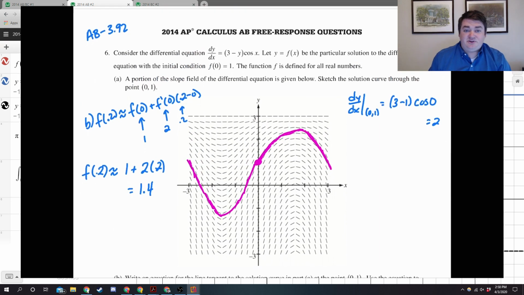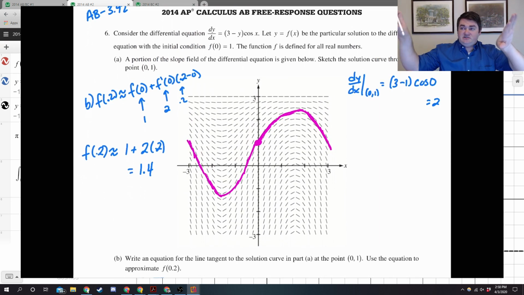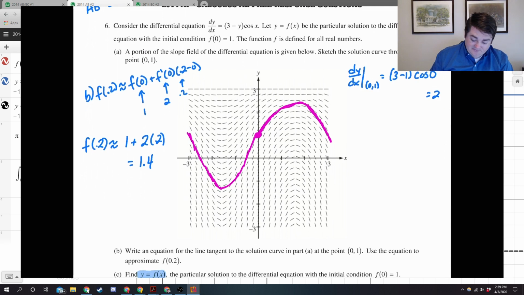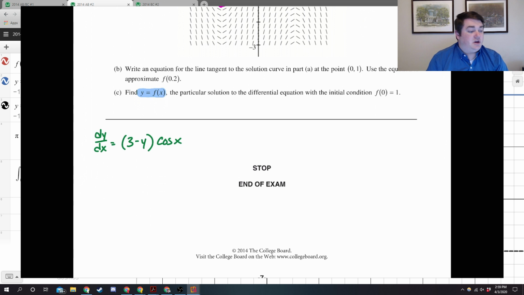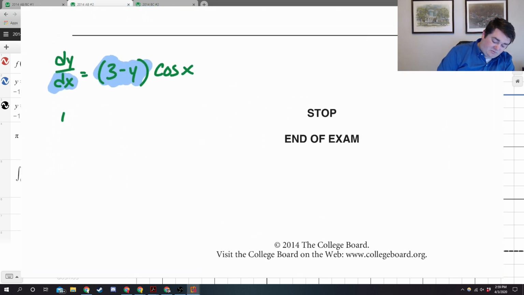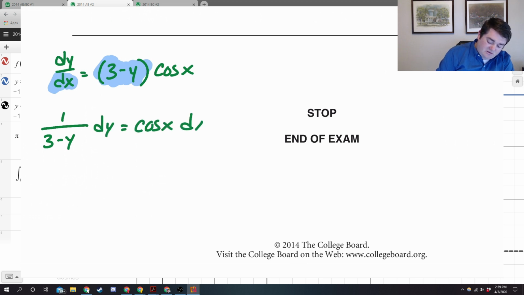So when it comes to separable differential equations, you want to get all your y's on the left, all your x's on the right, integrate both sides, plug in your initial condition to solve for plus c. And that's what I'm going to do. dy/dx equals (3 minus y) times cosine of x. So step 1, separate. I'm going to divide both sides by this 3 minus y. I'm going to multiply both sides by this dx. That's going to look like this. 1 over (3 minus y) dy equals cosine x dx.